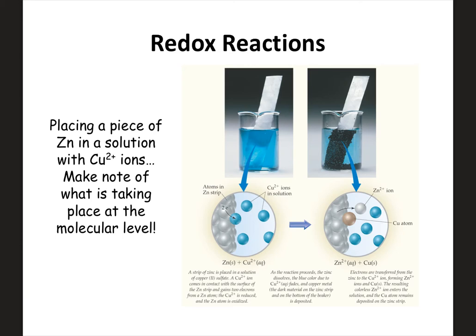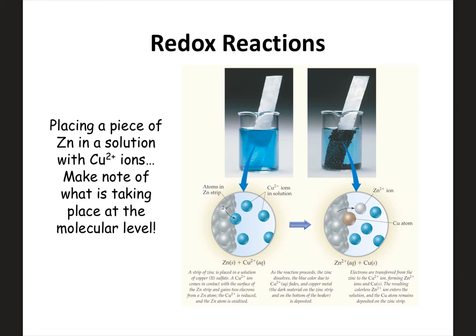So if you see in this picture, we are taking a piece of zinc metal and putting it in a solution with copper 2 plus ions. So we really want to see what's taking place. The reaction is here at the bottom. You have solid zinc reacting with Cu2 plus ions, becoming zinc 2 plus ions and solid copper.